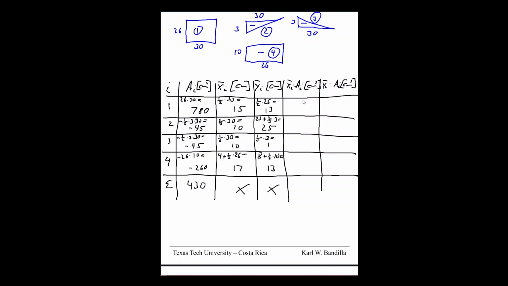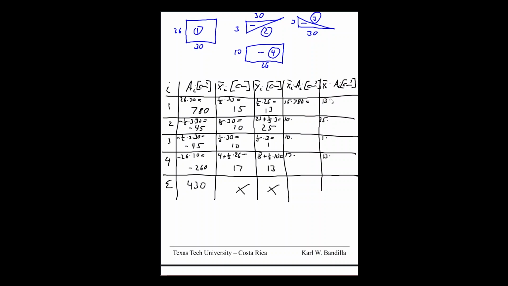So now we can do our xi's here. That'd be 15, 10, 10, and 17. Our yi's are 13, 25, 1, and 13. Okay, that looks good.